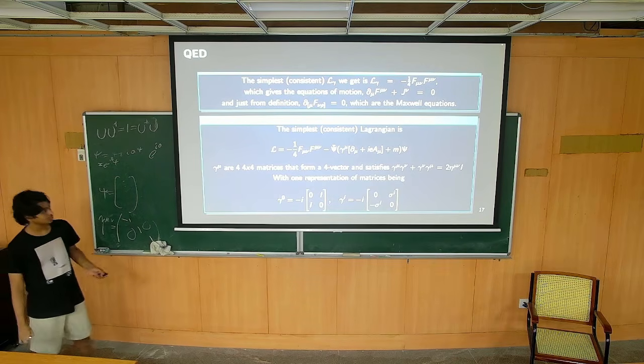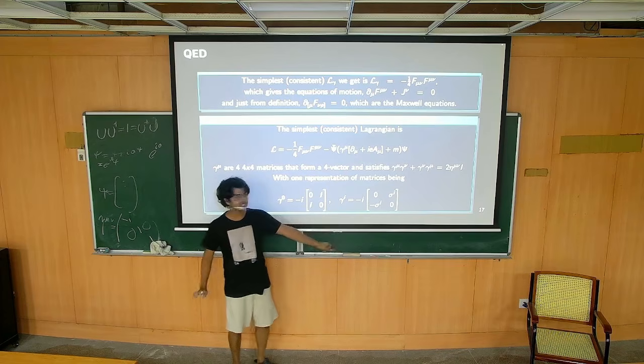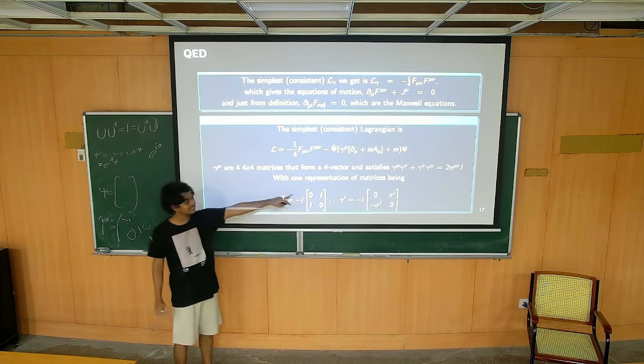Okay, so this is one way to write those gamma matrices. If you use this, you do the computation, you will see this satisfies that. This is a representation, which just means this satisfies that. That's it.